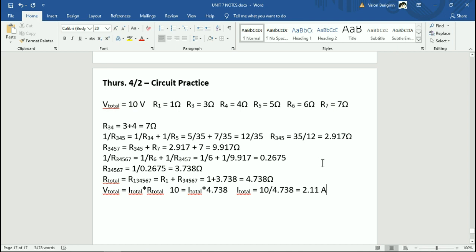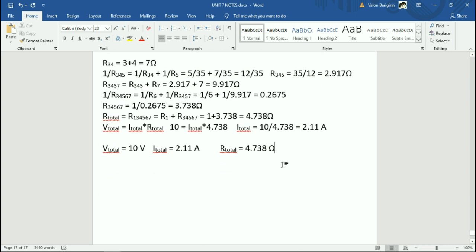So we have our total values. Let me just write this out here just so I have everything. V total is 10 volts. I total is 2.11 amps. And R total is 4.738 ohms. Okay, those are my values. Now I have to get the individual pieces.